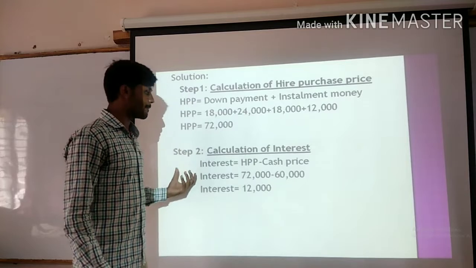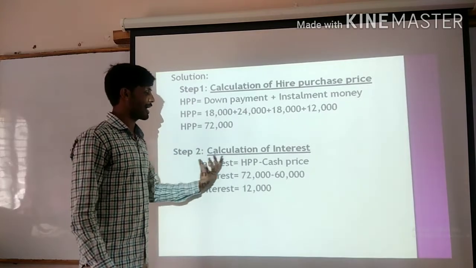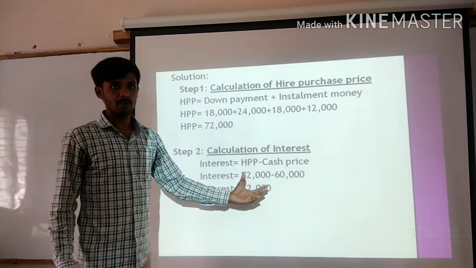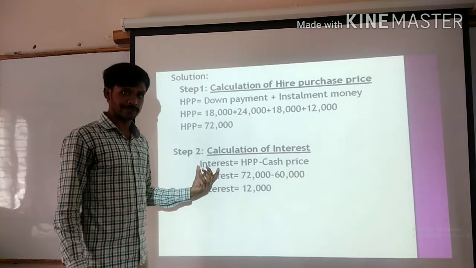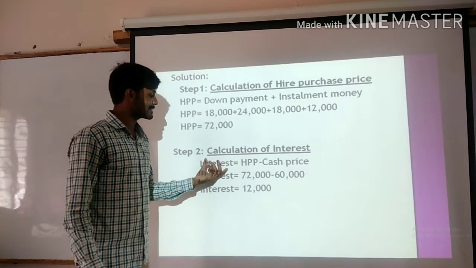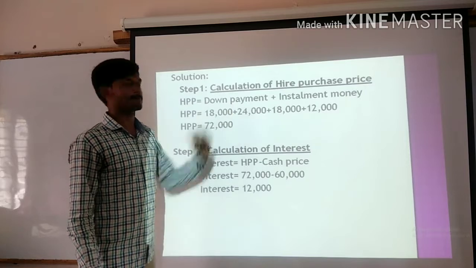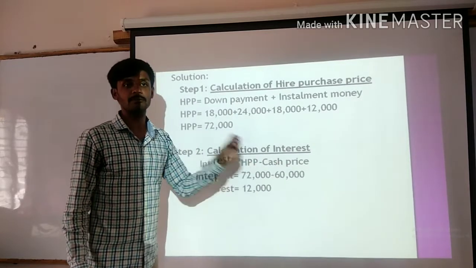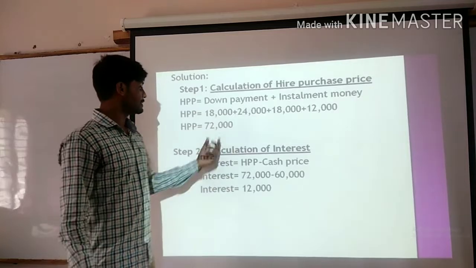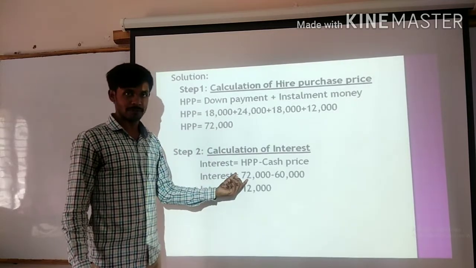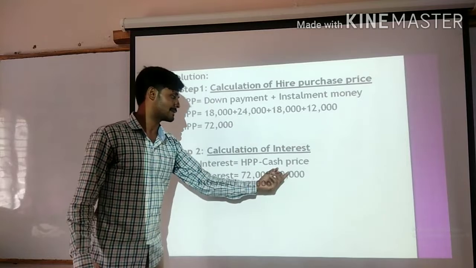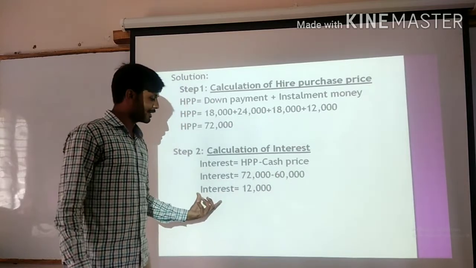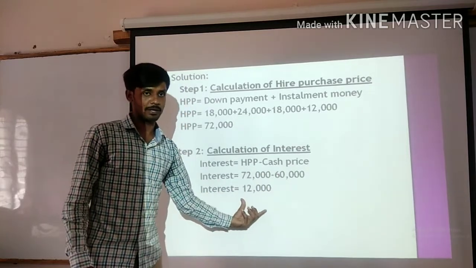In the second step, we just need to calculate the interest. What is the formula to calculate interest? Interest is equal to hire purchase price, which we have computed in the first step, minus cash price, which will be given in the problem. See, hire purchase price is 72,000, cash price is 60,000. We have got the interest value of rupees 12,000.